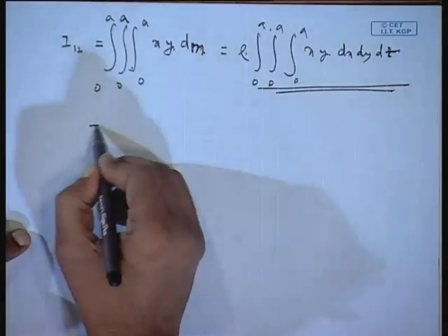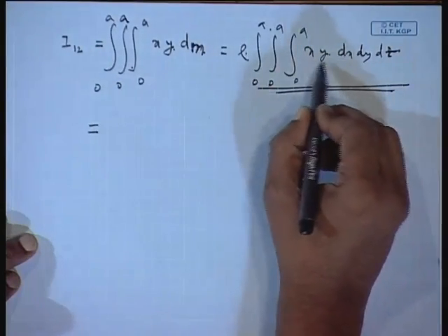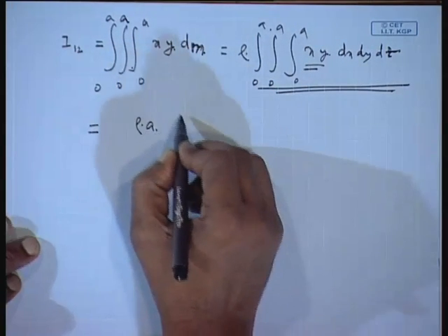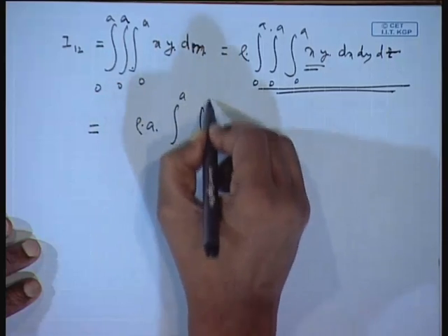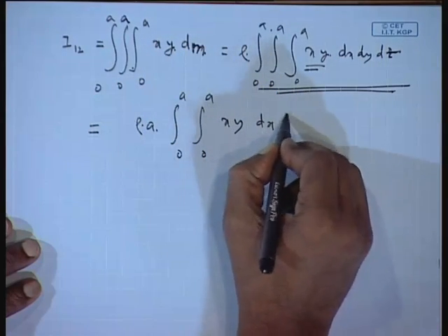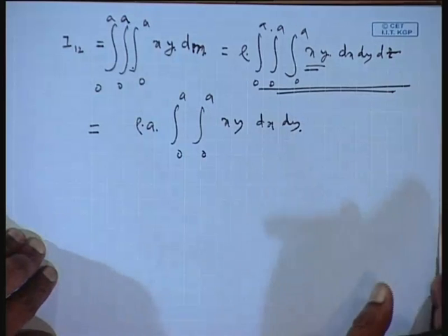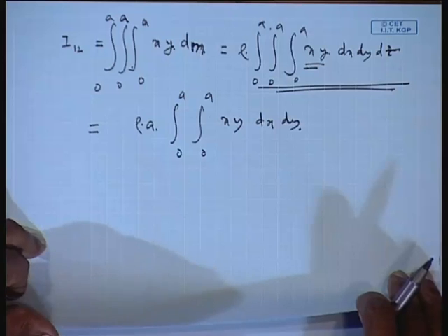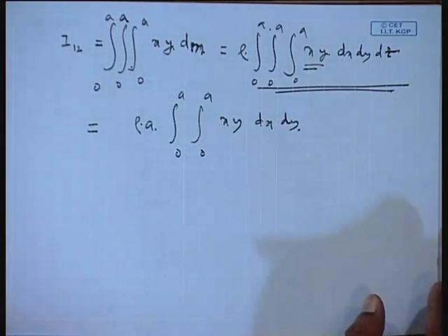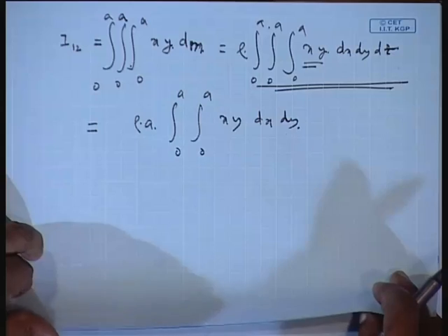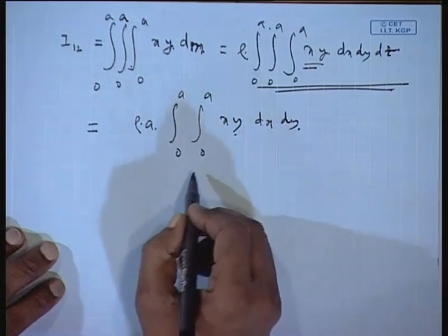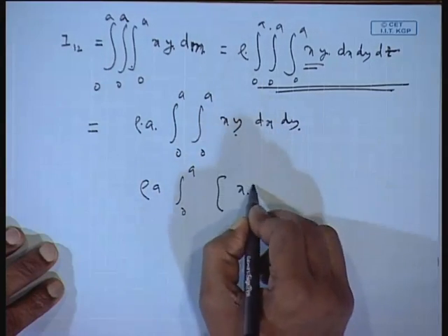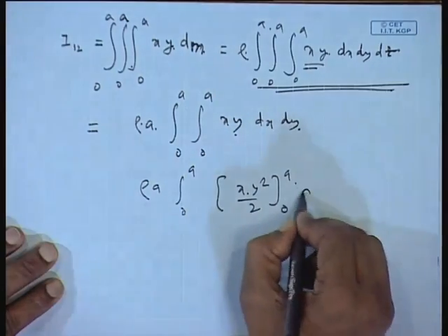So, integration can follow our convenience. Here, because z is not present in the integrand, we can take out the z first. So, we can write this as rho, integral from 0 to a, 0 to a, x y dx dy. Next we can integrate for y. So, if we integrate for y, this is 0 to a, x times y square divided by 2, 0 to a, dx.